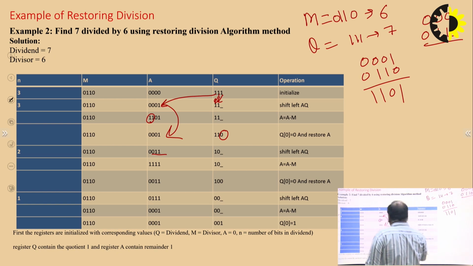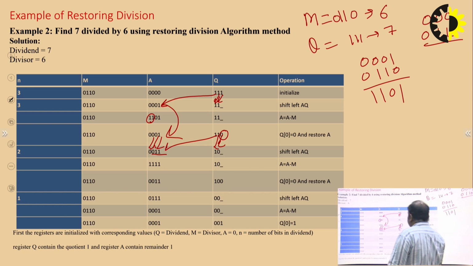Now what do we do? We do a left shift. So 0111 and 00. Okay. Again we do a subtraction, then it comes 1111. The most significant bit is 1. So we put the least significant bit of Q as 0 and restore the value of A to the previous state.